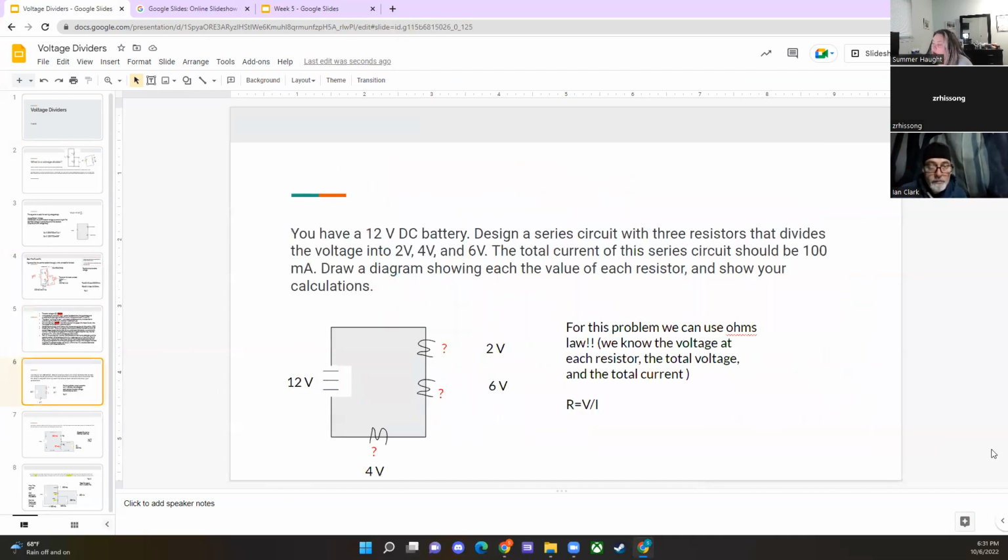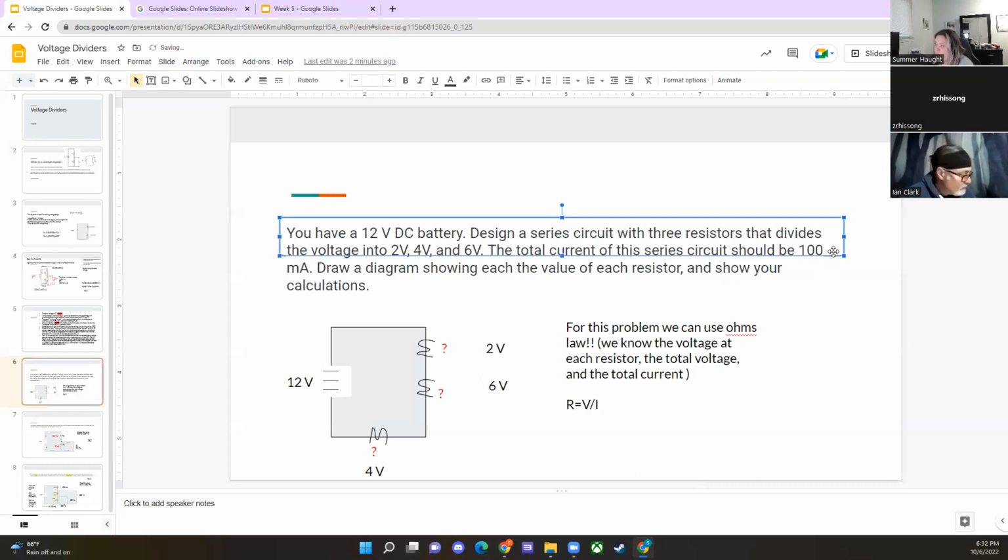Okay, so now we're going to hit the problems for the quiz, and again, just send it via email. This is the first problem we have, and this one's really easy to do. We were given a 12-volt DC battery here, and we were also told it was a series circuit with 3 resistors that divides the voltage into 2, 4, and 6. The total current of this series circuit should be 100 mA. Draw a diagram, show the value at each resistor. So this is the first thing you should have been able to do.